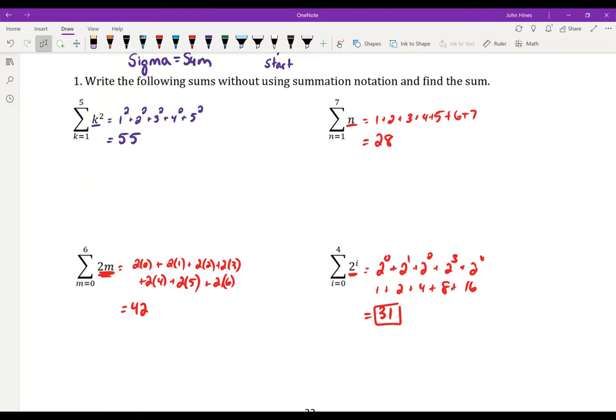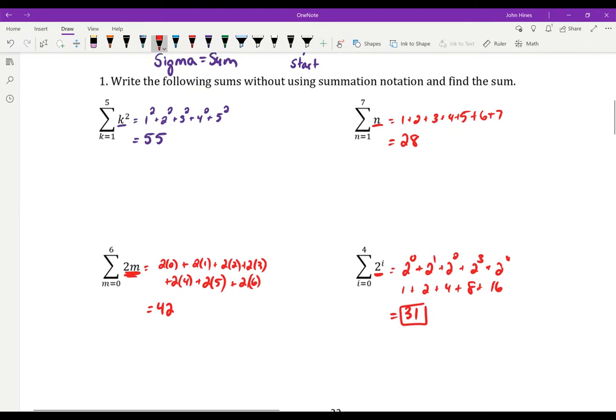So that's how sigma notation works. Sigma notation works by just taking that lower bound, plugging it in, and then calculating whatever expression you get in the end.